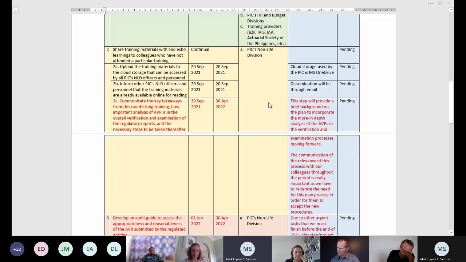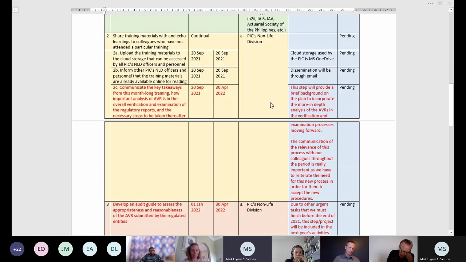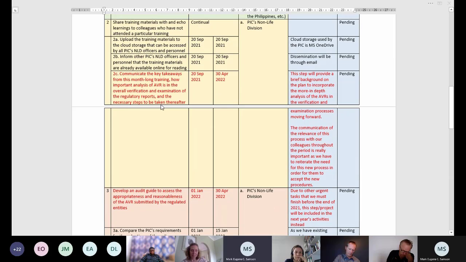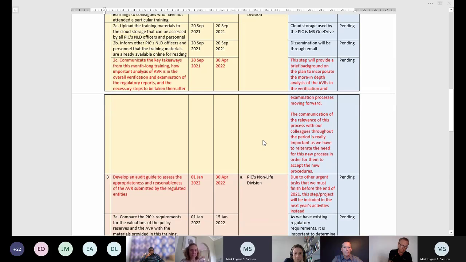And for the next step, it's about sharing the training materials and echoing the learnings. But I think the critical thing here is item 2C, which is in red. In our division, we are composed of mixed examiners, and some of them are resistant to change. That is why we cannot just introduce a new process to them, and that is the reason why we put a long timeline for this. So this would start on Monday until April 30, 2022. We have to take the process slowly for them to really appreciate the importance of this new process.